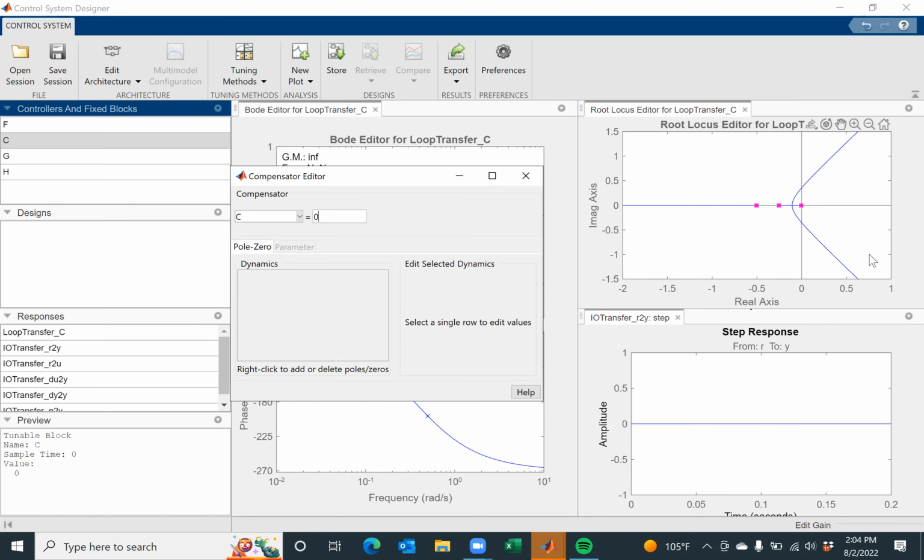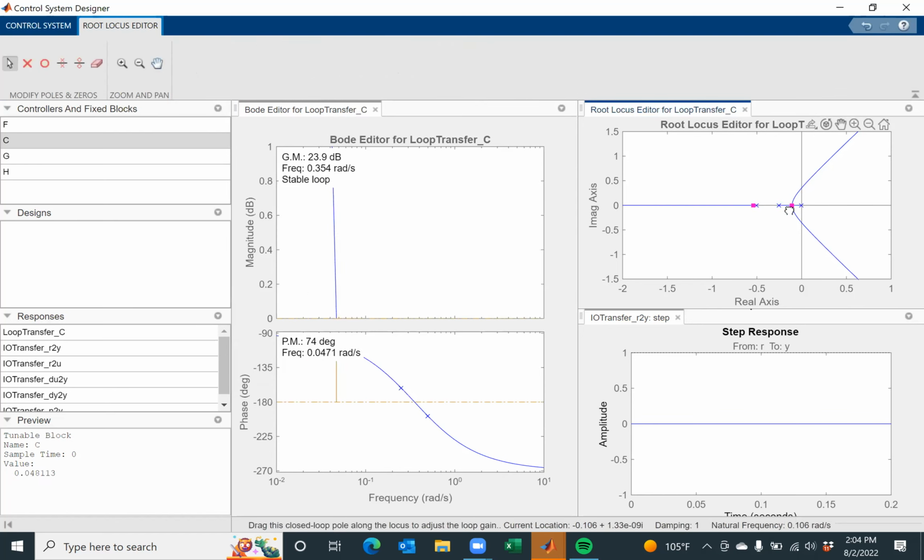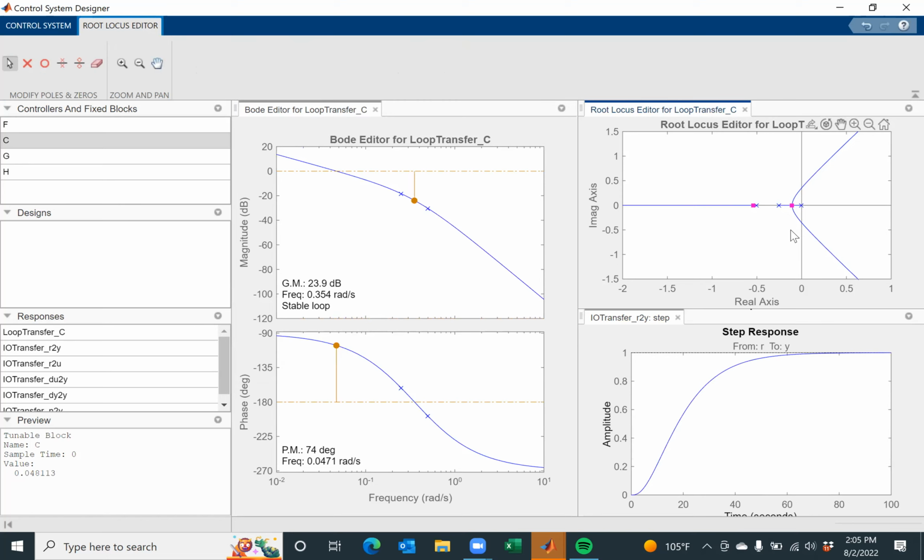Now, let's look at this problem and see what he's asking us. The first part is to sketch the root locus for the system. On the right-hand side top, you have the root locus for the system. Then determine the value of K when the closed loop system has two equal poles. Now what I'm going to do is drag this pole from here. Can you see that this is the point when two of my poles overlap? Are you with me? Two of my poles.